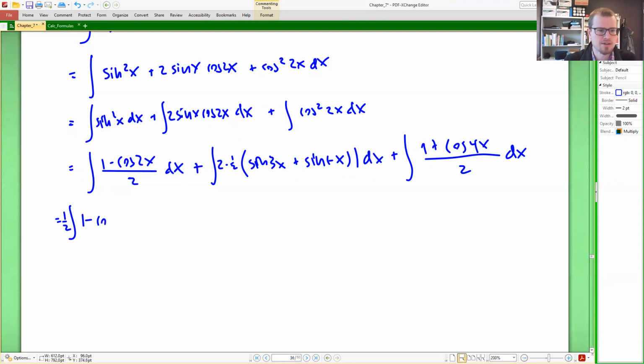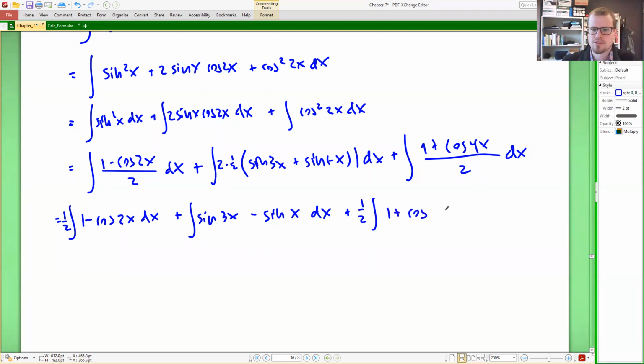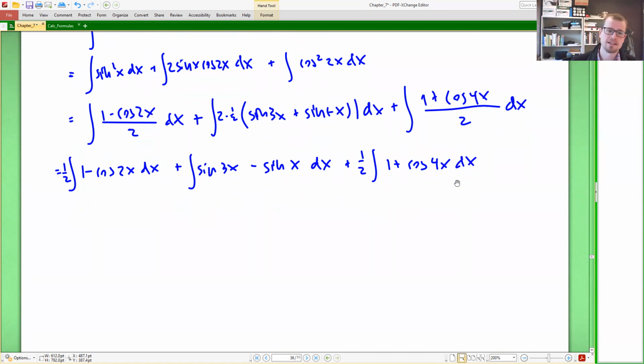So I have 1 minus cosine of 2x dx, plus, cancel these out, this is sine of 3x. And this, sine is an odd function, so I can actually pull that negative right out. So this is minus sine of x dx. Pull out the 1/2, so I have plus 1/2 of the integral of 1 plus cosine of 4x dx. And now each of these is a little bit easier to see that we can find these integrals.